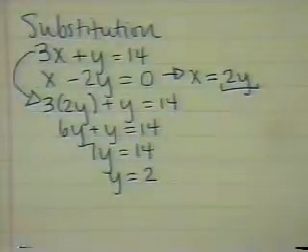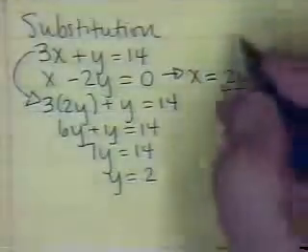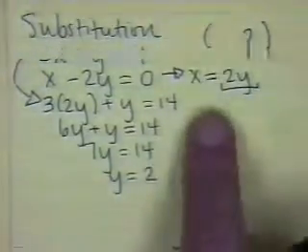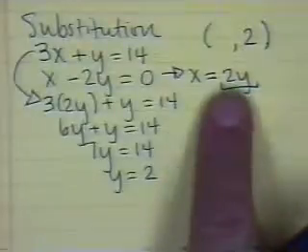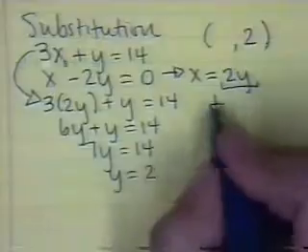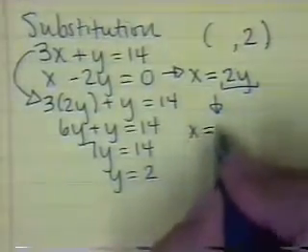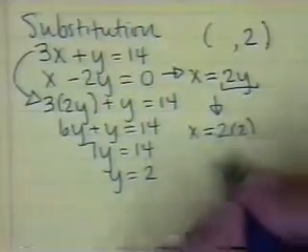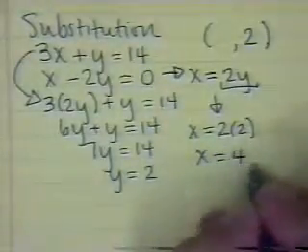Now, in these 2x2 systems, all of our answers are in the form of a point. So having found the y value, I can now go back to my little substitution block to help me find the corresponding x. x will be equal to 2 times y, which I know is 2, so I'm going to plug that in. So my x is 4.